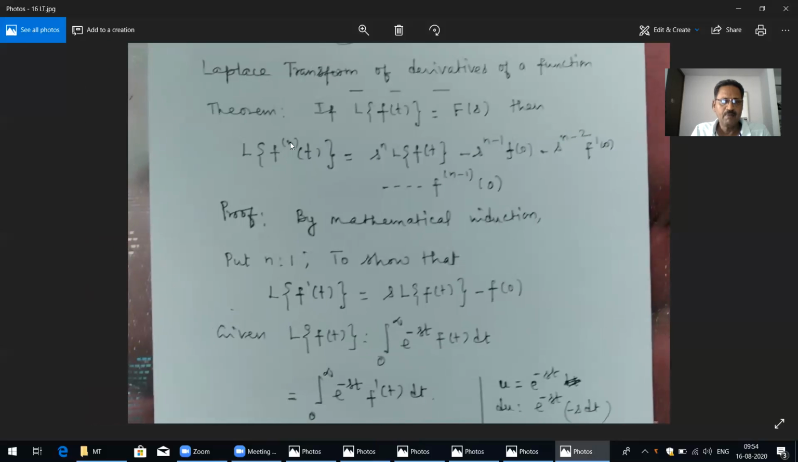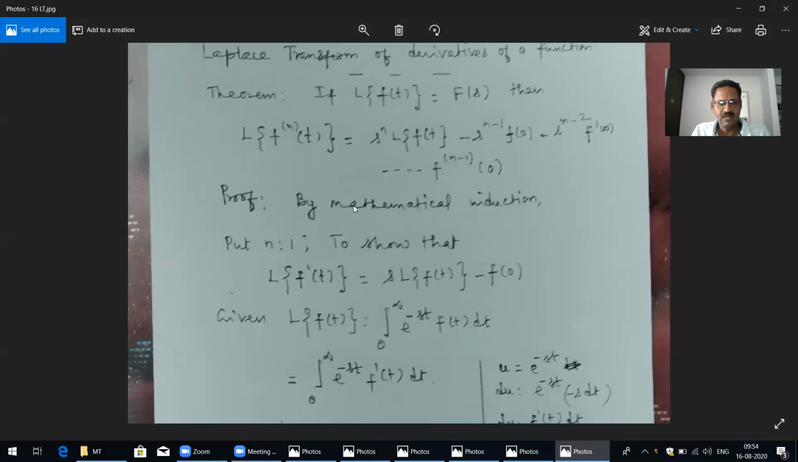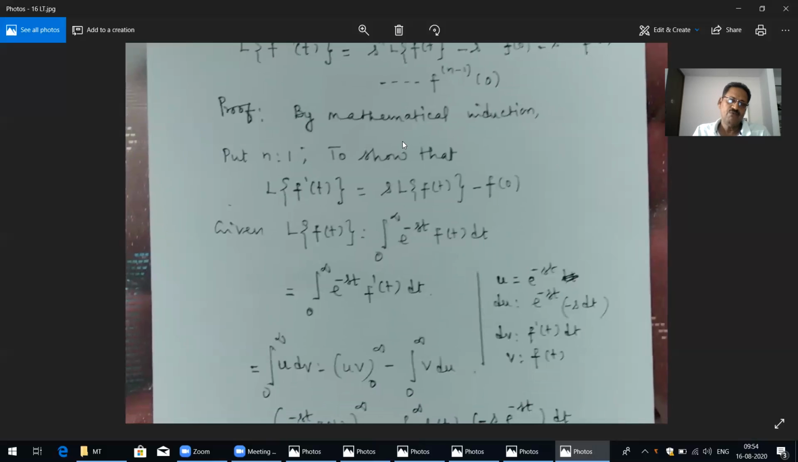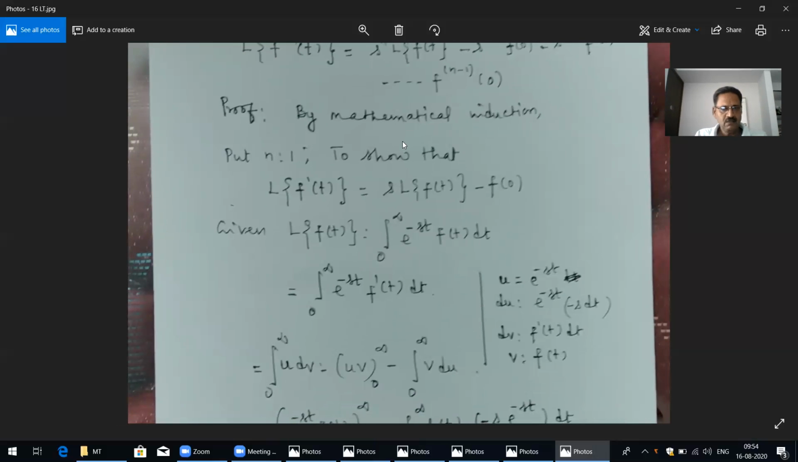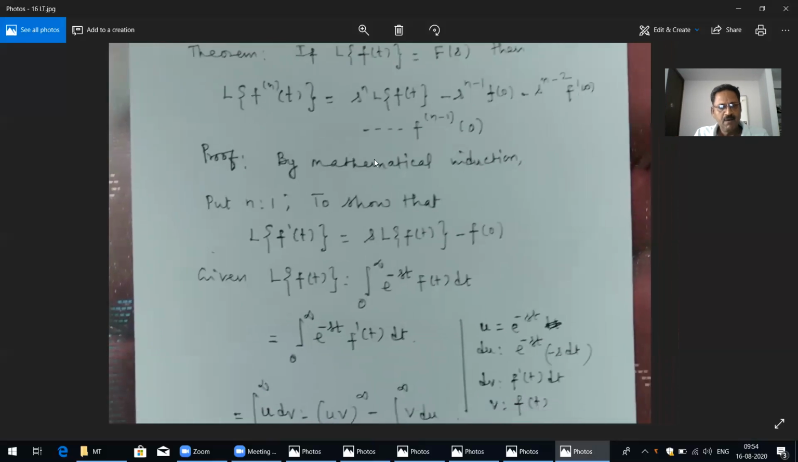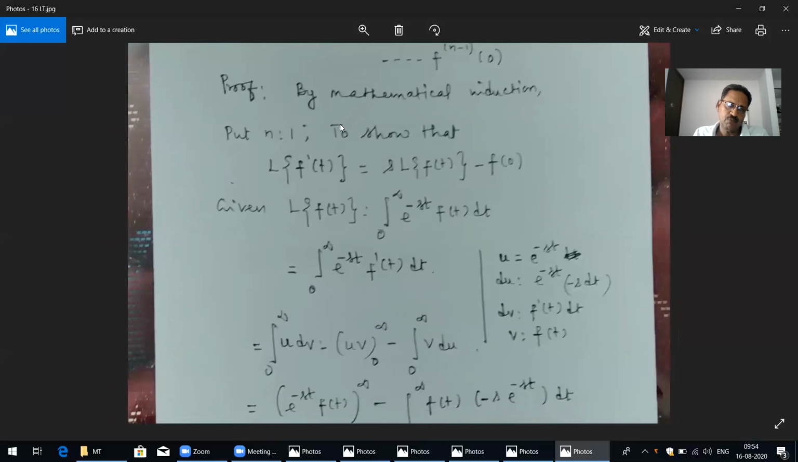What is the value? Laplace transform of f dash of t equals s. You put n equal to 1, here we have s power 1 Laplace transform of f of t, here s minus 1, s power 0 is 1, f of 0. Then another thing is negative, you don't bother about this. Anyway, we have to prove the theorem by mathematical induction. Put n equal to 1.